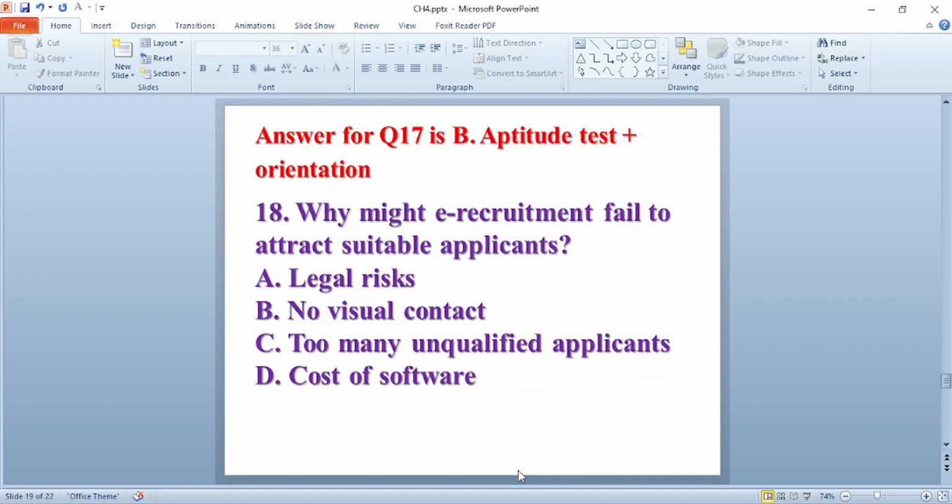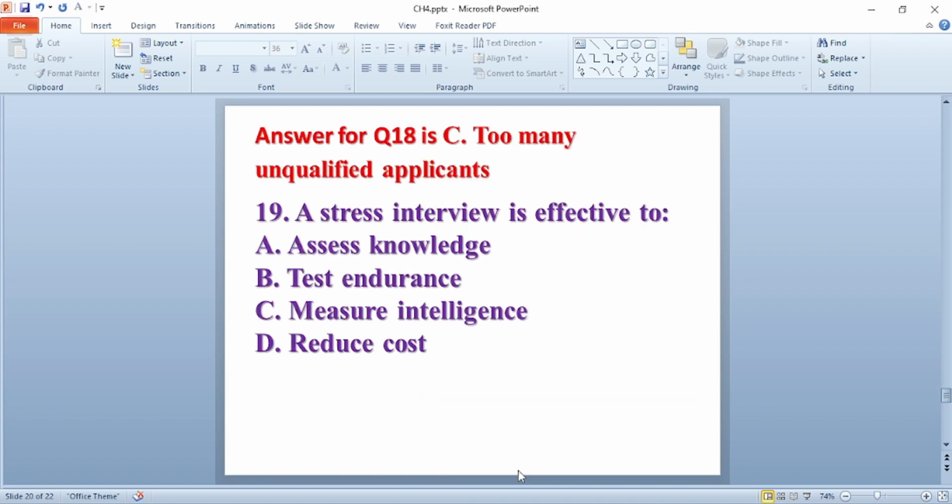Question number 18. Why might e-recruitment fail to attract suitable applicants? A. Legal risks. B. No visual contact. C. Too many unqualified applicants. D. Cost of software. The answer for this question is C. Too many unqualified applicants.